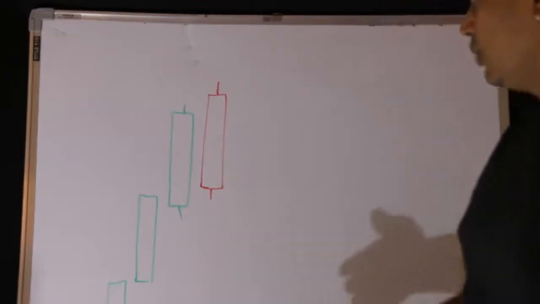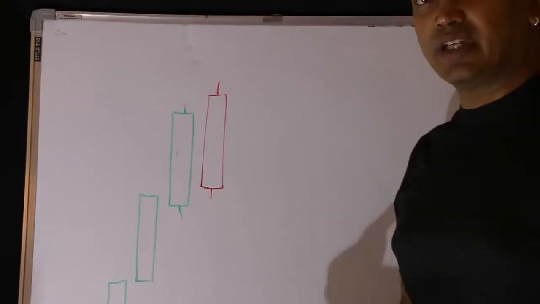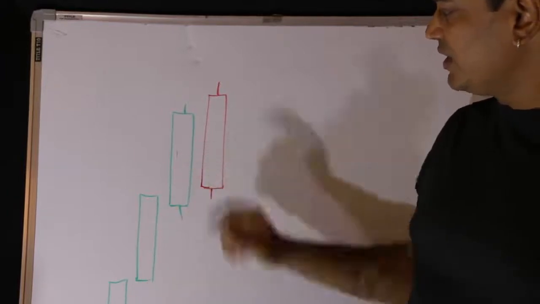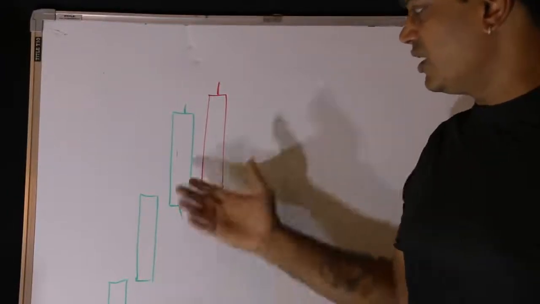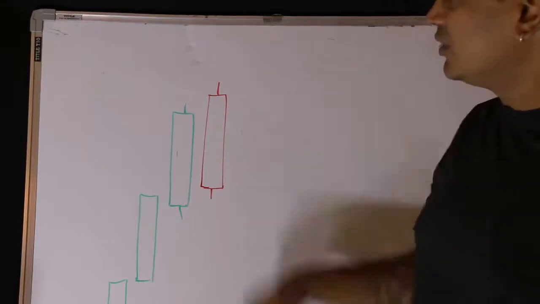Let me start with an example first. This is the most basic example I can give you. This is an uptrend. There is a green candle, a green candle, a green candle, and while there are three green candles and the trend is upwards, all of a sudden we see a red candle coming into play.